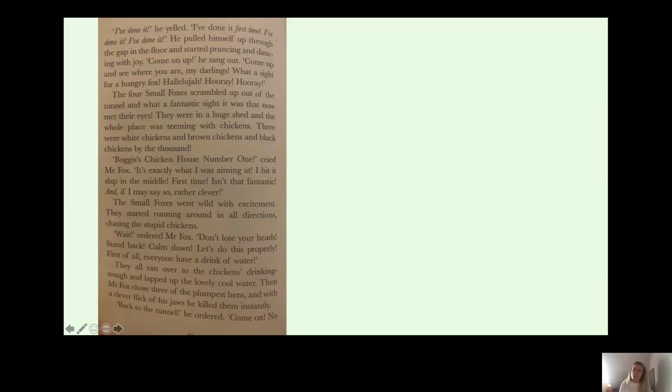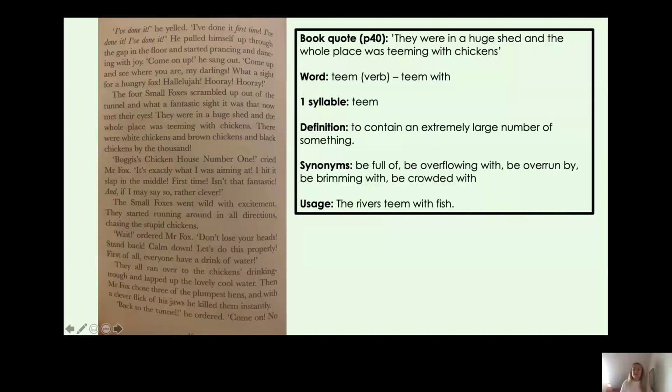So do you think there were a lot of chickens? Well, yes, there were lots of different colours. There were white, brown and black, and they were by the thousand, so there were thousands of them. So therefore, what do we think teeming means if a place is teeming? Well, it means that it contains an extremely large number of something. So in the book, the shed contains an extremely large number of chickens, doesn't it?